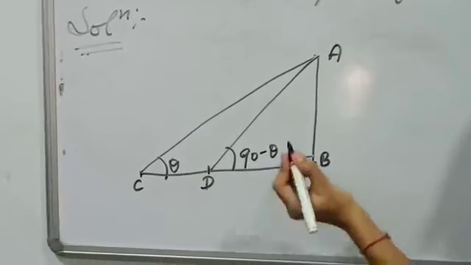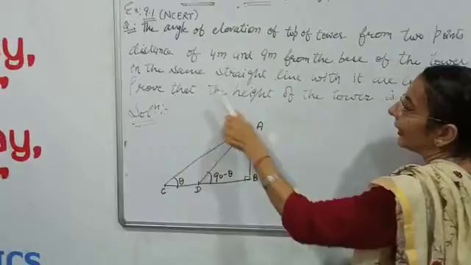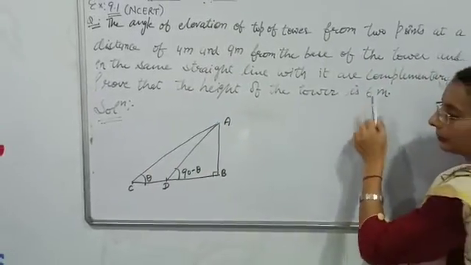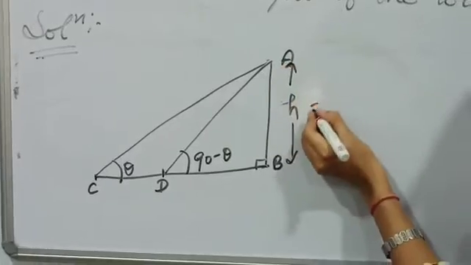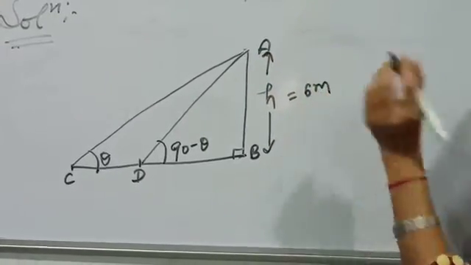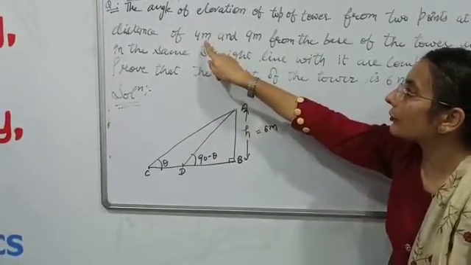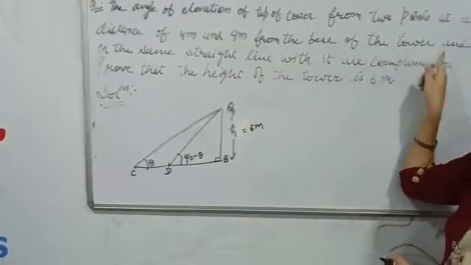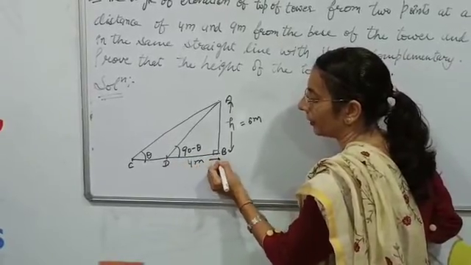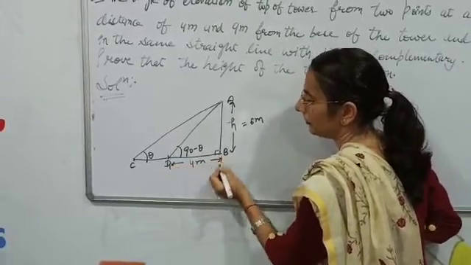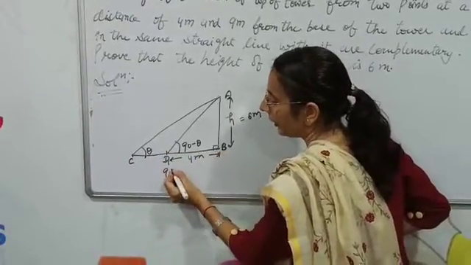So here the tower is at 90 degrees. In the end they are saying to prove that the height of the tower is 6 meters. This height h we have to find out, and we want to prove it is equal to 6 meters. They are saying these two points are at distances of 4 meters and 9 meters from the base of the tower. So BD length is given as 4 meters, and the other point is given as 9 meters from the base.